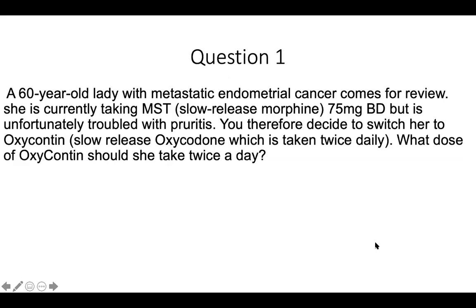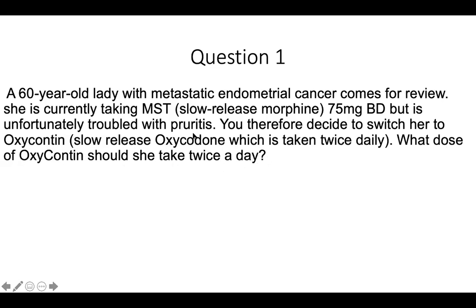This is the first question. A 60-year-old lady with metastatic endometrial cancer comes for review. She is currently taking MST, morphine sulfate, 70 milligram twice daily, but is unfortunately troubled with pruritus. You therefore decide to switch her to OxyContin, slow-release oxycodone, which is taken twice daily. What dose of OxyContin should she take twice a day?